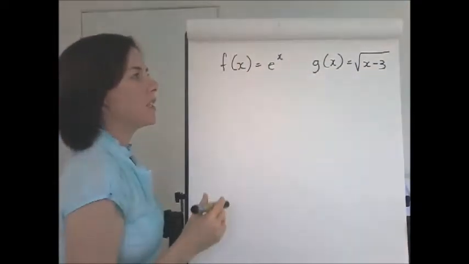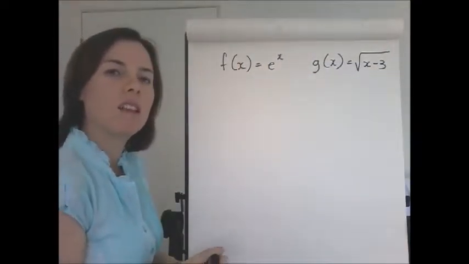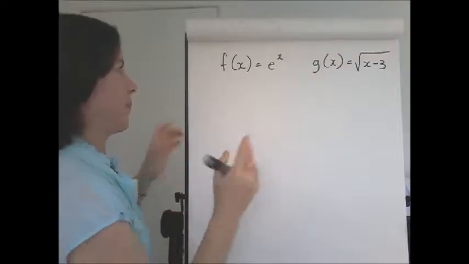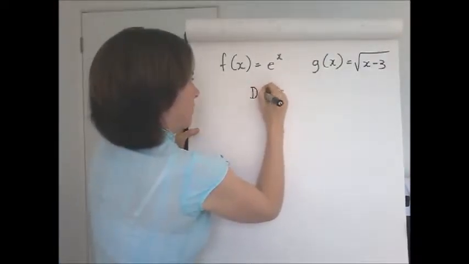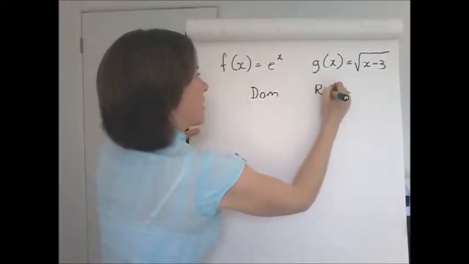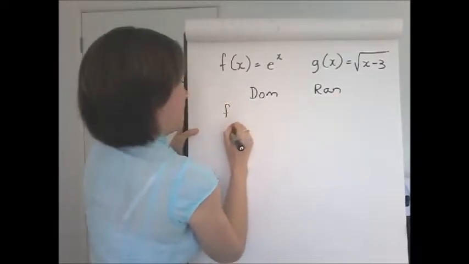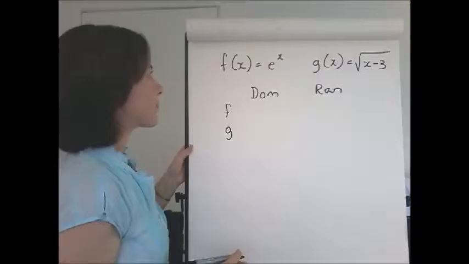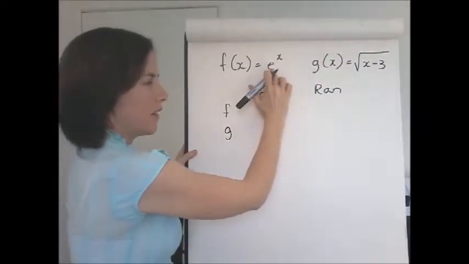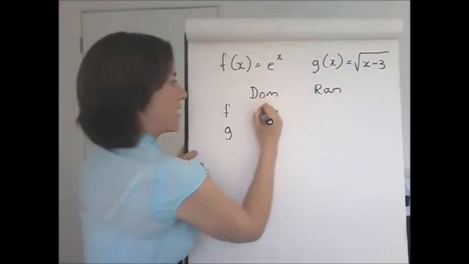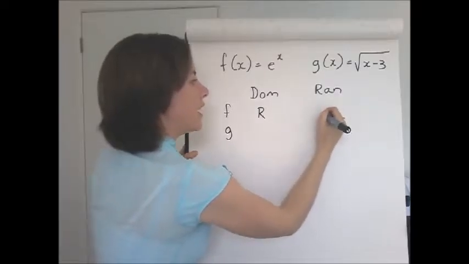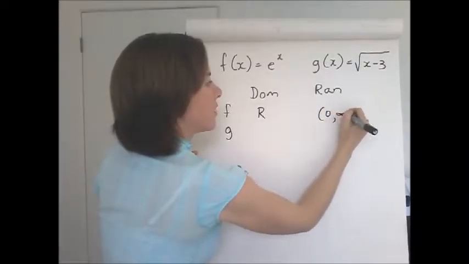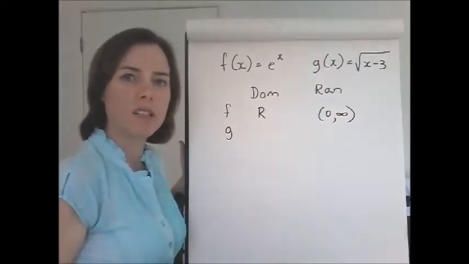Now I've written these two functions over the page and I need to look at their domain and range. So the domain and the range of functions f and g. And I'll put it in a little table like this. Picture the graph of f of x. The domain is R and the range is from 0 to infinity, not including the 0.